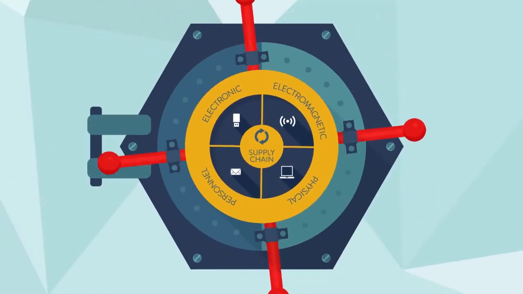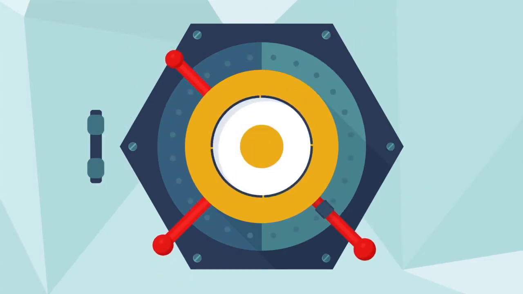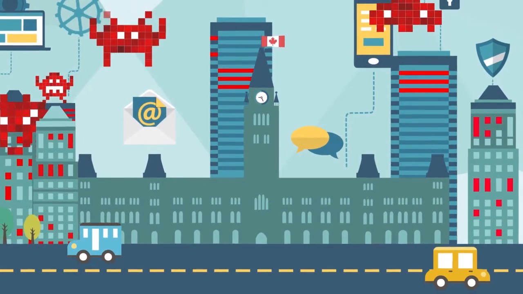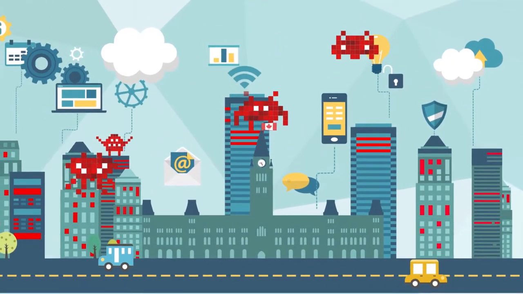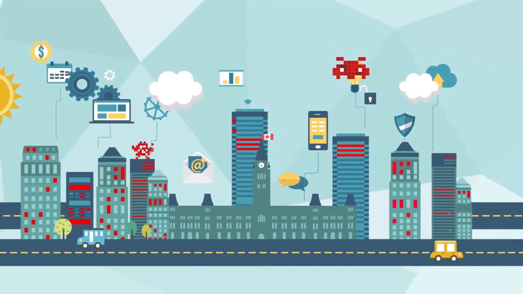By being aware of these threats and the continuous monitoring of the networks, departments and agencies can assess the possible impacts of security breaches. They can then prioritize mitigation activities based on the risks to systems and data.